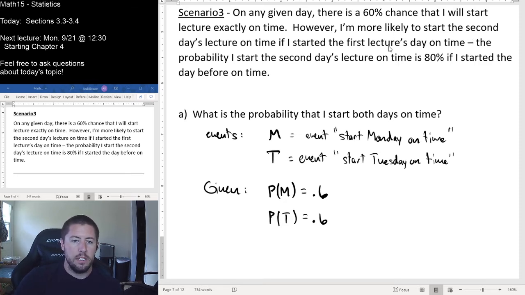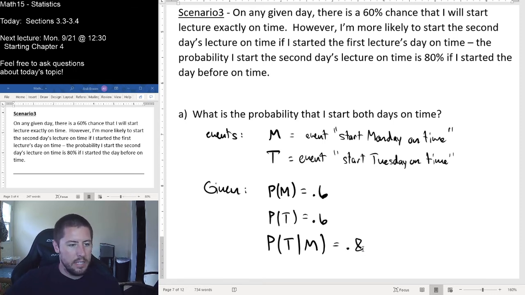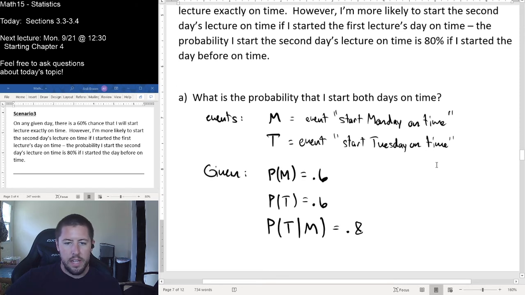I'm more likely to start the second day's lecture on time if I started the first day's lecture on time. So what you should be reading out of this "however" statement is that the second day's probability of an on-time start is dependent on the outcome from the previous day. So this "however" statement is telling me that the probability that I start the second day on time, Tuesday, given that I started Monday on time, is actually 0.8. Right? So are we good with our notation right there?